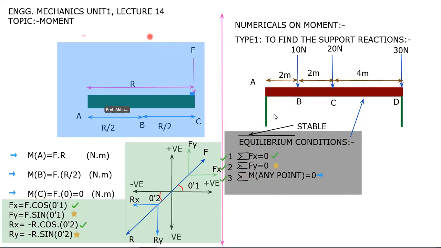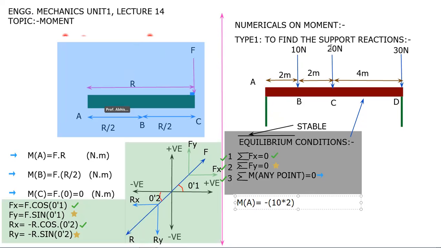Okay, so let's take this example of how you can calculate the moment. First, you calculate the moment at the point A, which is 10 Newton multiplied by 2 meter, that is 10 into 2. The moment at point A is first 10 multiplied by 2, which is in clockwise direction. So its sign will be negative, minus of 10 multiplied by 2.